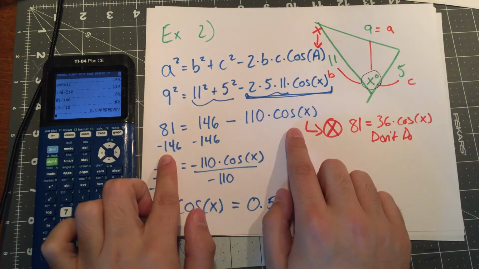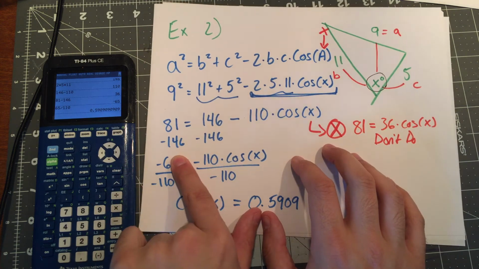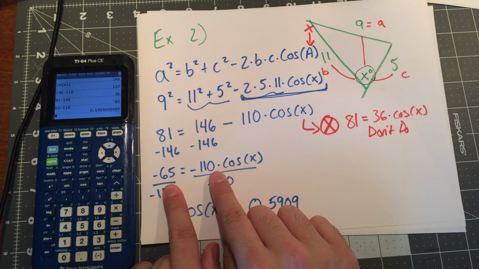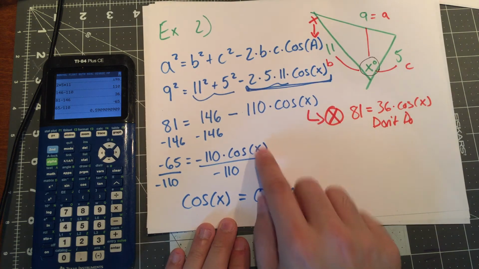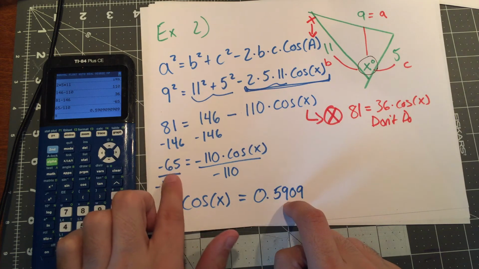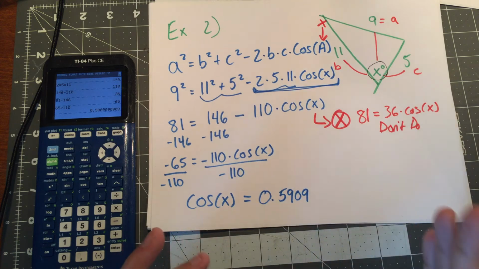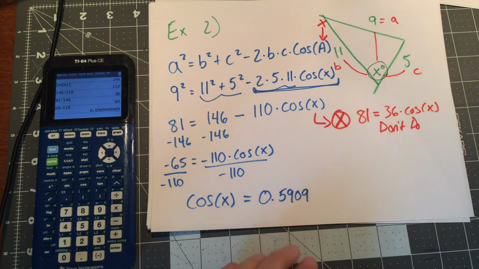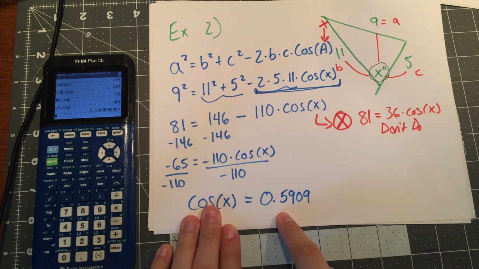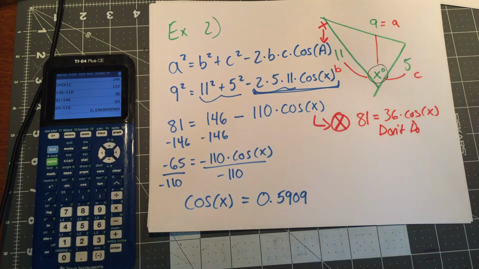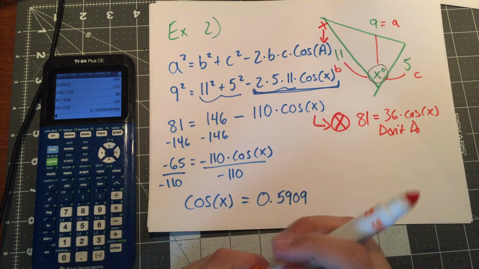So I had this. My next step would be to move the number. I subtracted 146 to get negative 65 is this. Divide the 110 away, so I'm just left with cosine x is this. And that's just from putting that in my calculator. You should know what to do from here. This should be very straightforward from the stuff we have done. And you see, this is a decimal. While I'm working, I'm going to keep as many decimals as I can. My final answer, though, I'm going to do just one decimal.